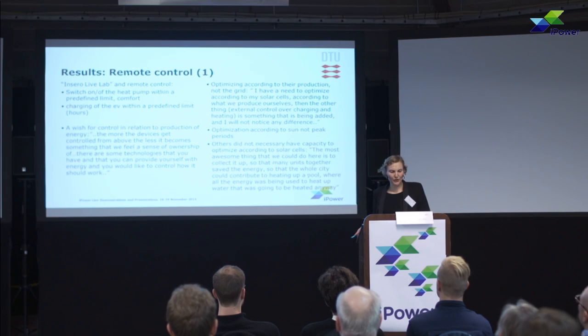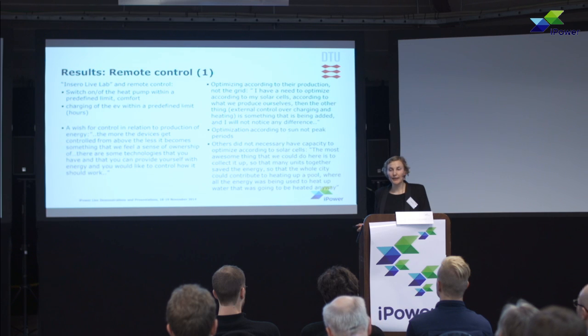The families without the capacity to optimize according to the solar cells, because of work and children, had a wish to control where the production of the electricity could be used, to contribute to the community. As one man said, the most awesome thing that we could do here is to collect it, so that many units together save the energy, so that the whole city could contribute to heating up a pool, where the energy was used to heat up water that was going to be heated anyway. So they seem to have a very good feeling of wanting to contribute to a community through the sense of control.